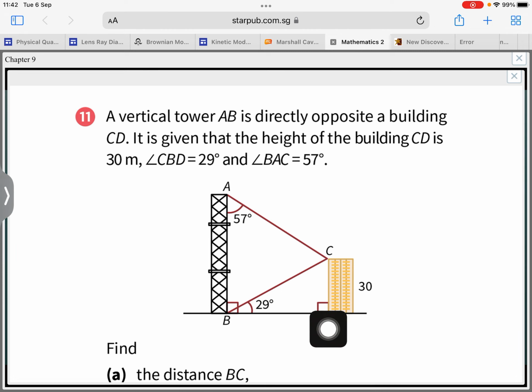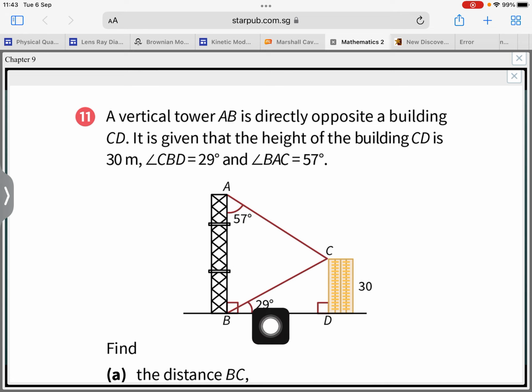They tell you that the height of CD is 30 meters. Angle CBD is 29 degrees, angle BAC is 57 degrees. They ask you to find the distance BC. So we are looking at this triangle BCD. I know CD is 30, and I want to find BC.